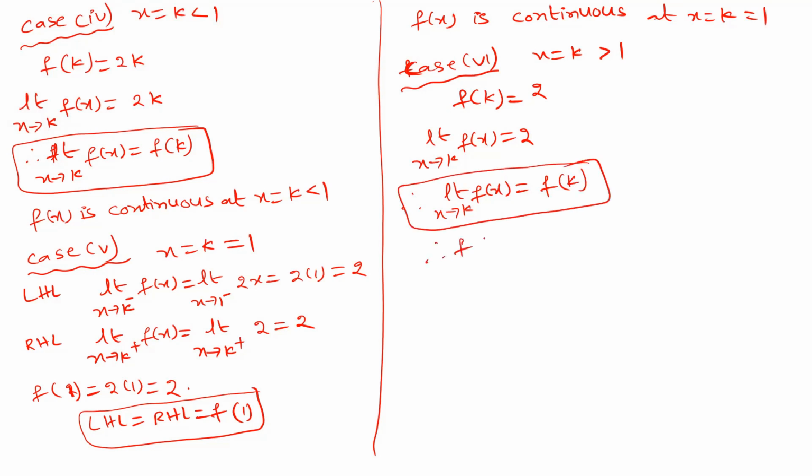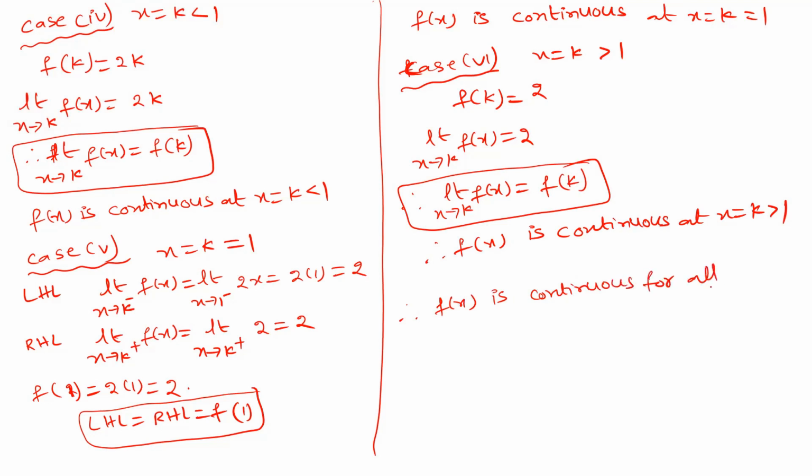So f of x is continuous at x is equal to k, which is greater than 1 here. So whatever values you take, the function is continuous only. So f of x is continuous for all real numbers.